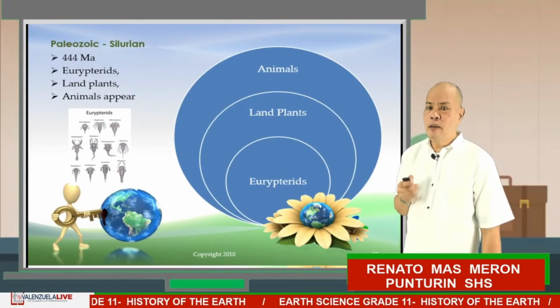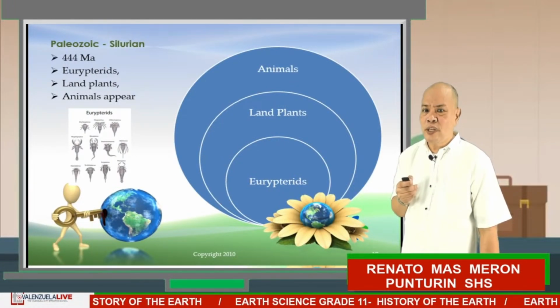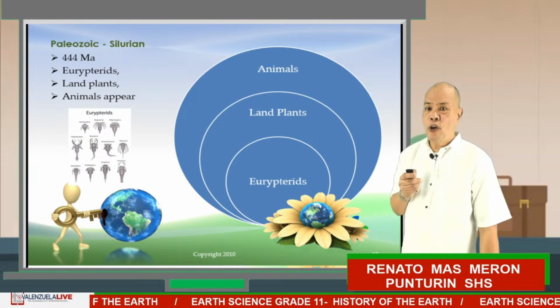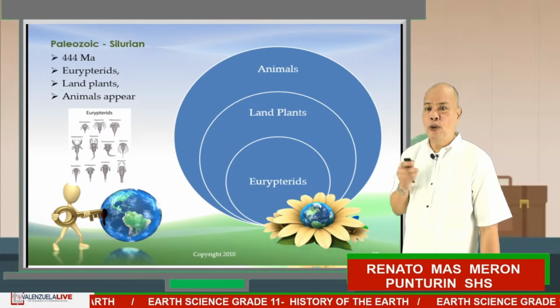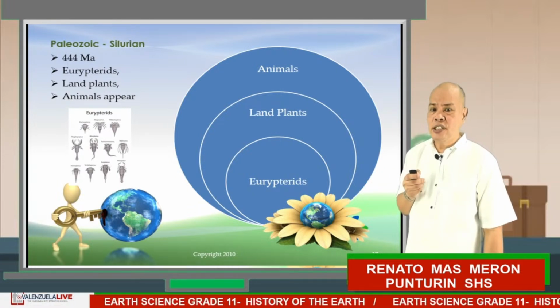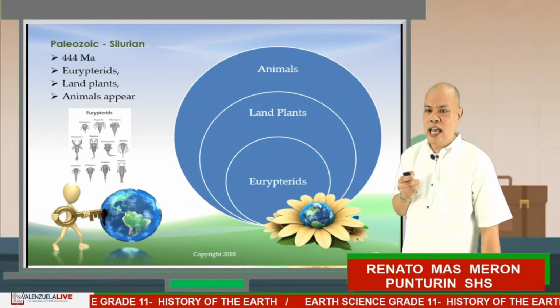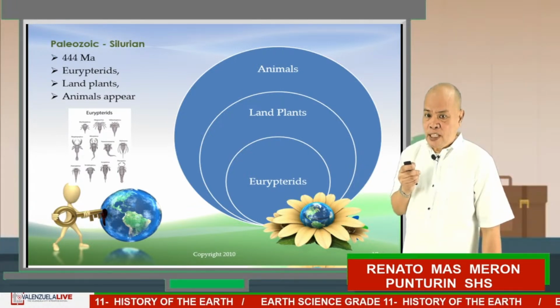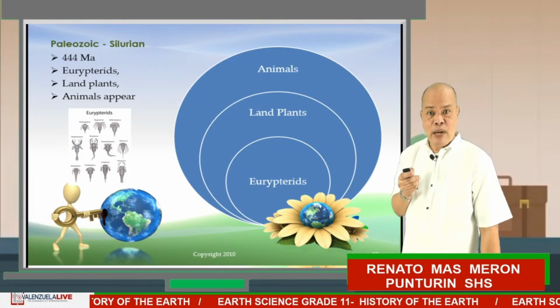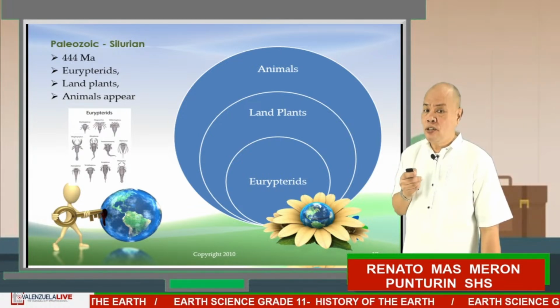In the Silurian period during the Paleozoic era, in 444 megaannum or 444 million years ago, these were the things that show up gradually during this time. Terrestrial land plants and animals appeared on Earth.